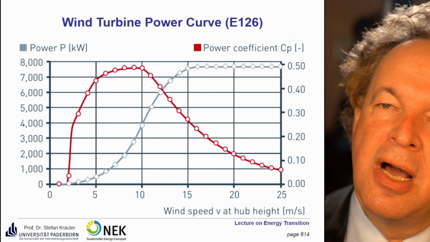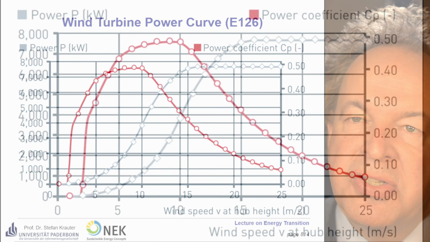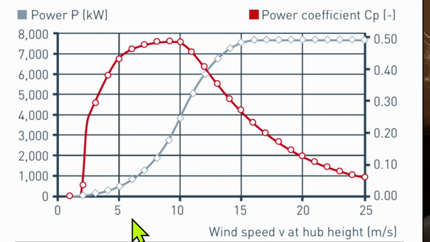This is a typical wind turbine, a German wind turbine by Enercon. You see here the curve. Here you have the wind speed, and here you have the power output in kilowatt. So you have the maximum here close to 8 megawatt, or 7.5 megawatt. And this is reached in the vicinity of 15 meters per second at hub height.